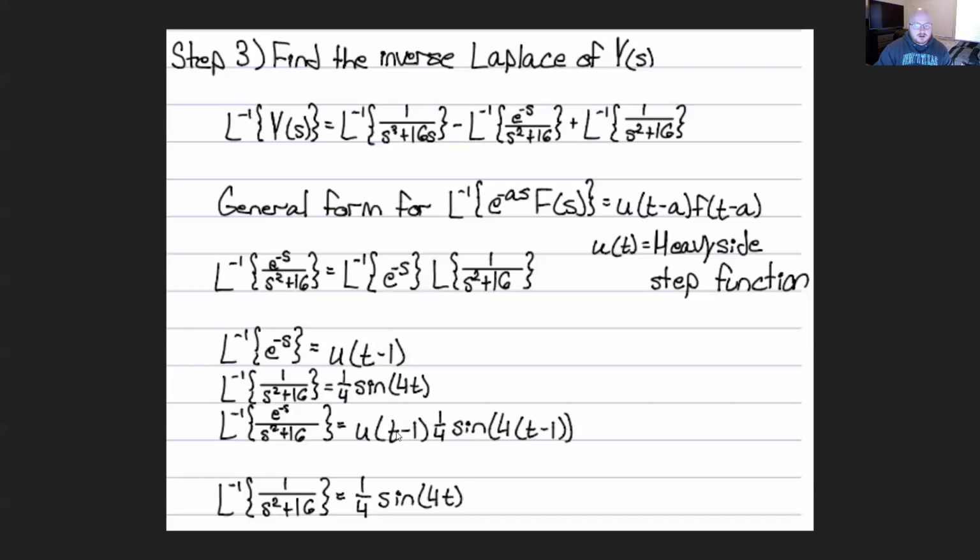And then you put those two together, you have the unit step of t minus 1 times 1 over 4 sine 4 times t minus 1. The next one, we already did this inverse Laplace right here. You have the inverse Laplace of 1 over s squared plus 16. That gives you 1 over 4 sine 4t.